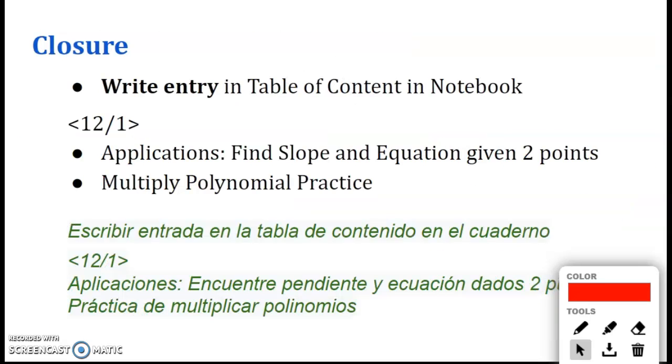Okay, so as a closure, what did we do today? We solved application problems where we found the slope and equations given 2 points. And we also did some multiplying polynomial practice. So I hope by now that you feel a lot more comfortable with finding the slope and the equation given 2 points, and that you also feel confident in multiplying polynomials in preparation for the unit test next week.